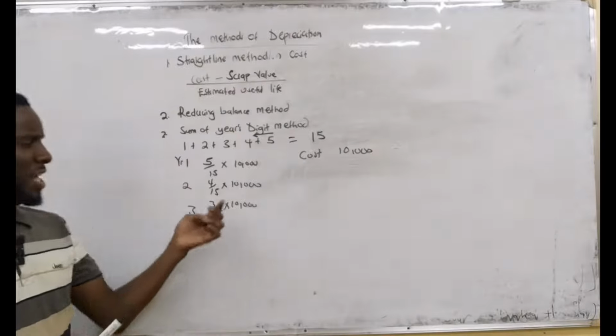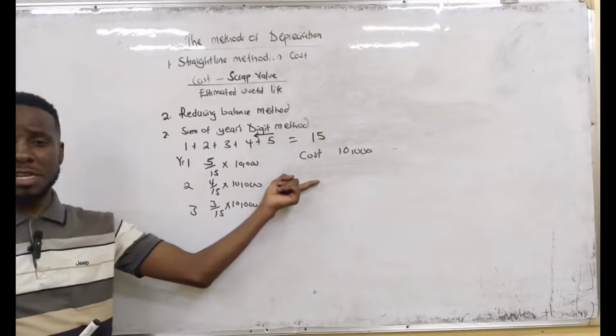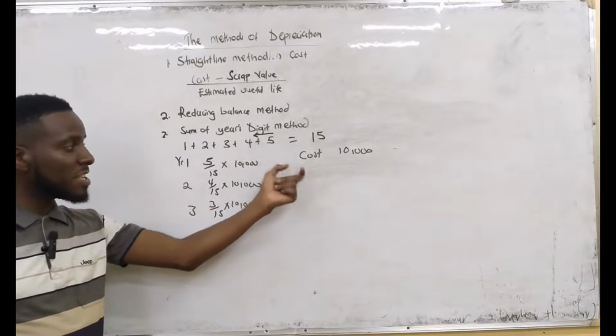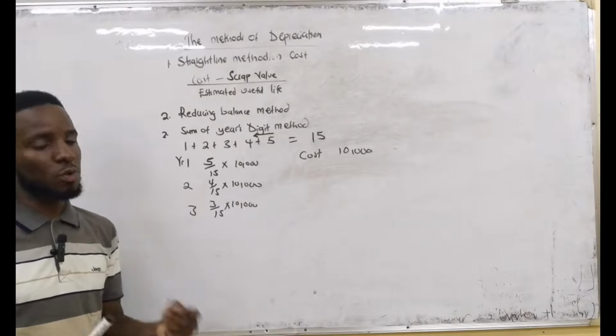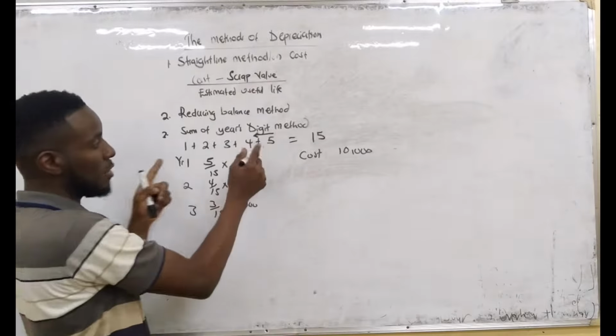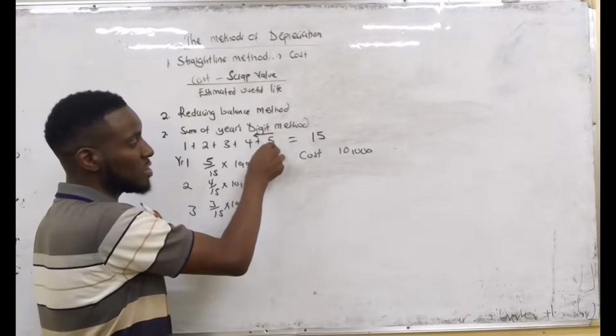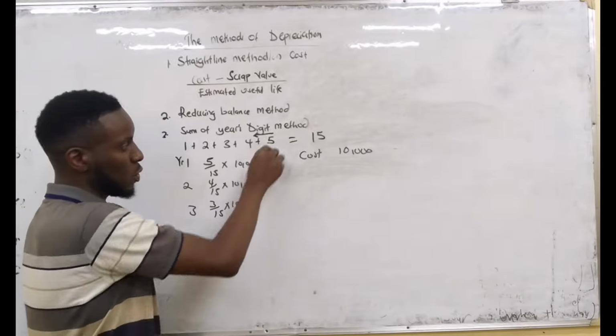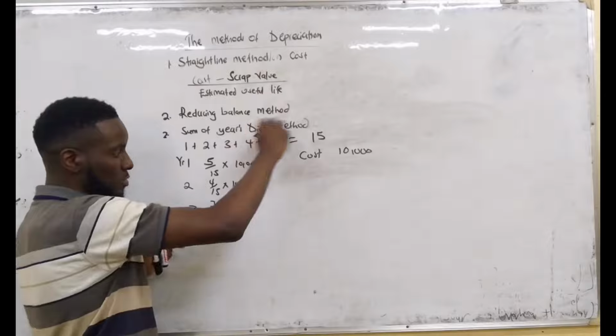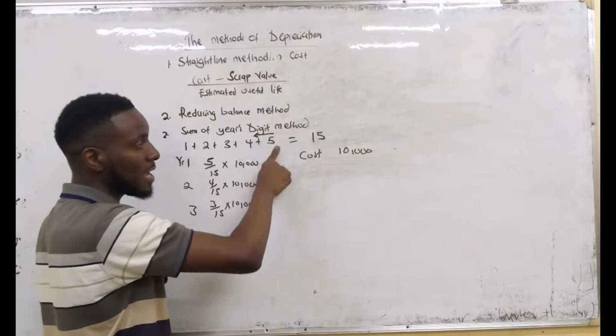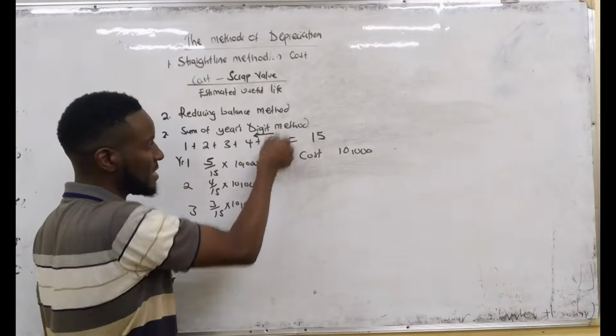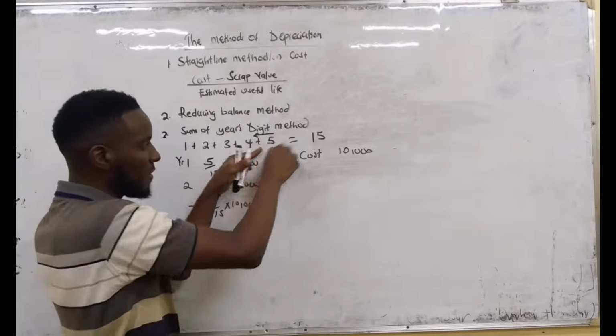Now, they could give you a percentage or a depreciation rate here. Even if they give you the rate here, they're just trying to confuse you. Always go by this. You're supposed to form the rate using the years they have given you, and come back this side as you go. So that means if the last year is 5 years, in the first year you have 5 out of 15.